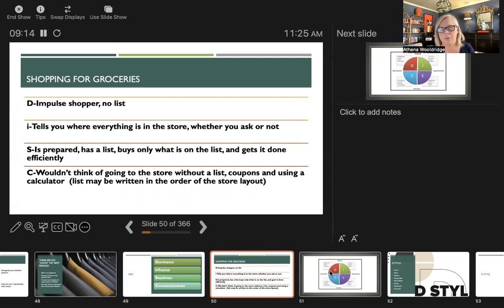This is what that person would be like. A D, impulse shopper, no list. They know where they're going. They know what they want. They're just coming through, plowing through the lanes. They're probably in and out very quickly if they're shopping for groceries.